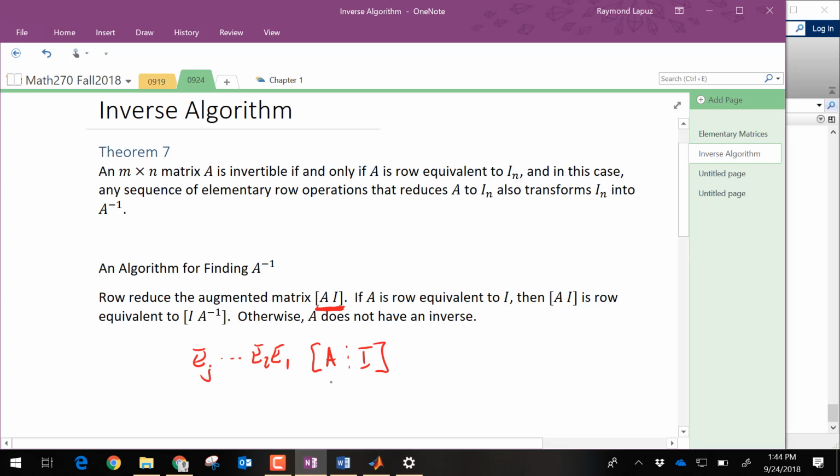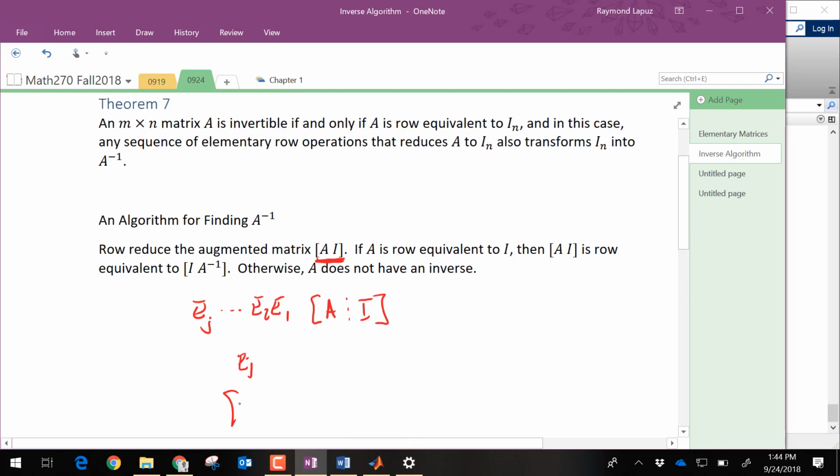When you do this operation, on the left side of your augmented matrix, you're going to get EJ times E whatever times E2 times E1 times A. And then over here, you're going to do the same thing to the I, the identity element, EJ, E2, E1 times I. Luis, I finally got this I in the right spot, and you kept on asking about that. So this is really what's happening, right?